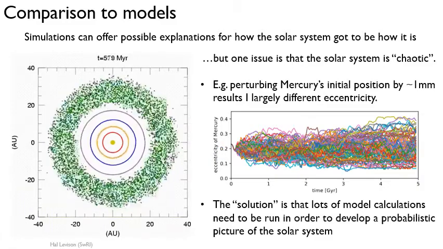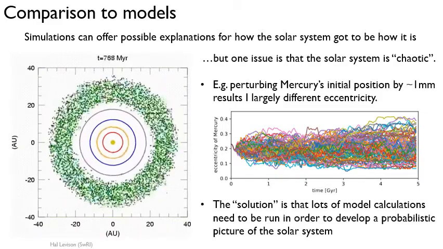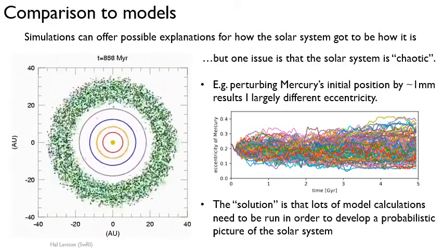So in the end, we'll never know exactly how the solar system came to be the way that it is. We can just get a decent semi-quantitative picture.